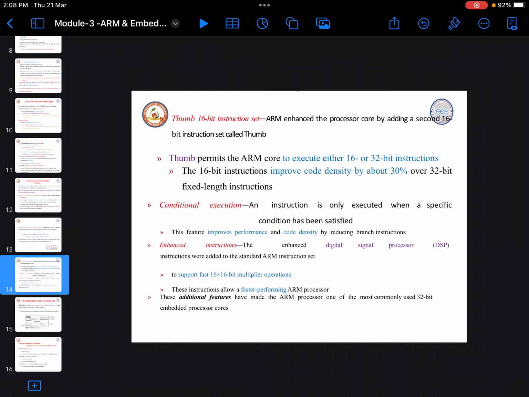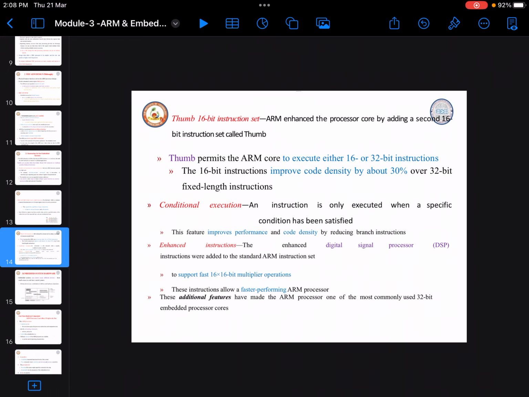Coming to the 16-bit Thumb instruction set, ARM supports 16-bit instructions along with the 32-bit instruction set. The major purpose of supporting the Thumb instruction set is to improve code density by about 30% over 32-bit fixed length instructions. Then conditional execution: almost all instructions in the ARM processor are conditionally executed. That means if the condition is satisfied, only then does it perform the instruction. The major purpose of this is to improve performance and code density by reducing branch instructions.